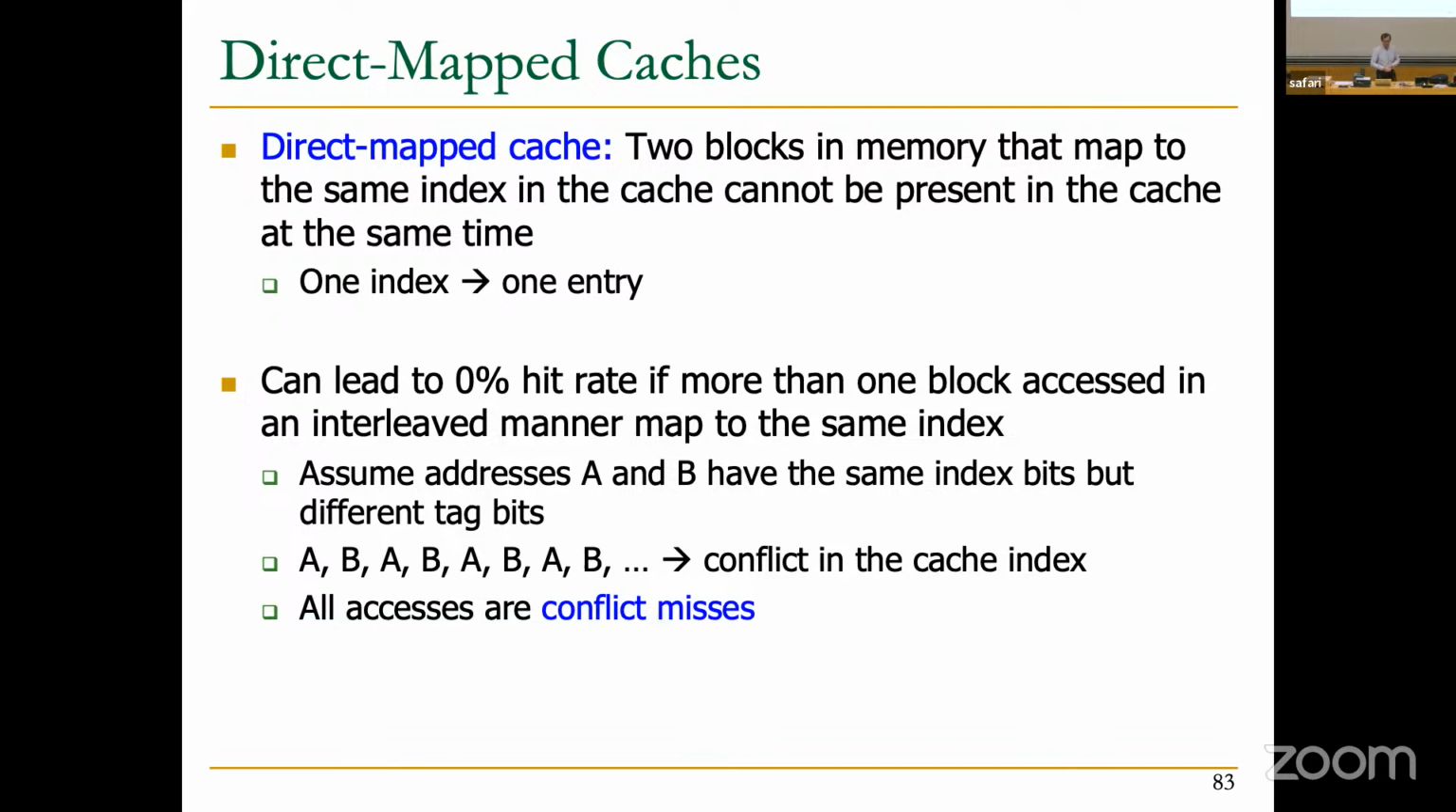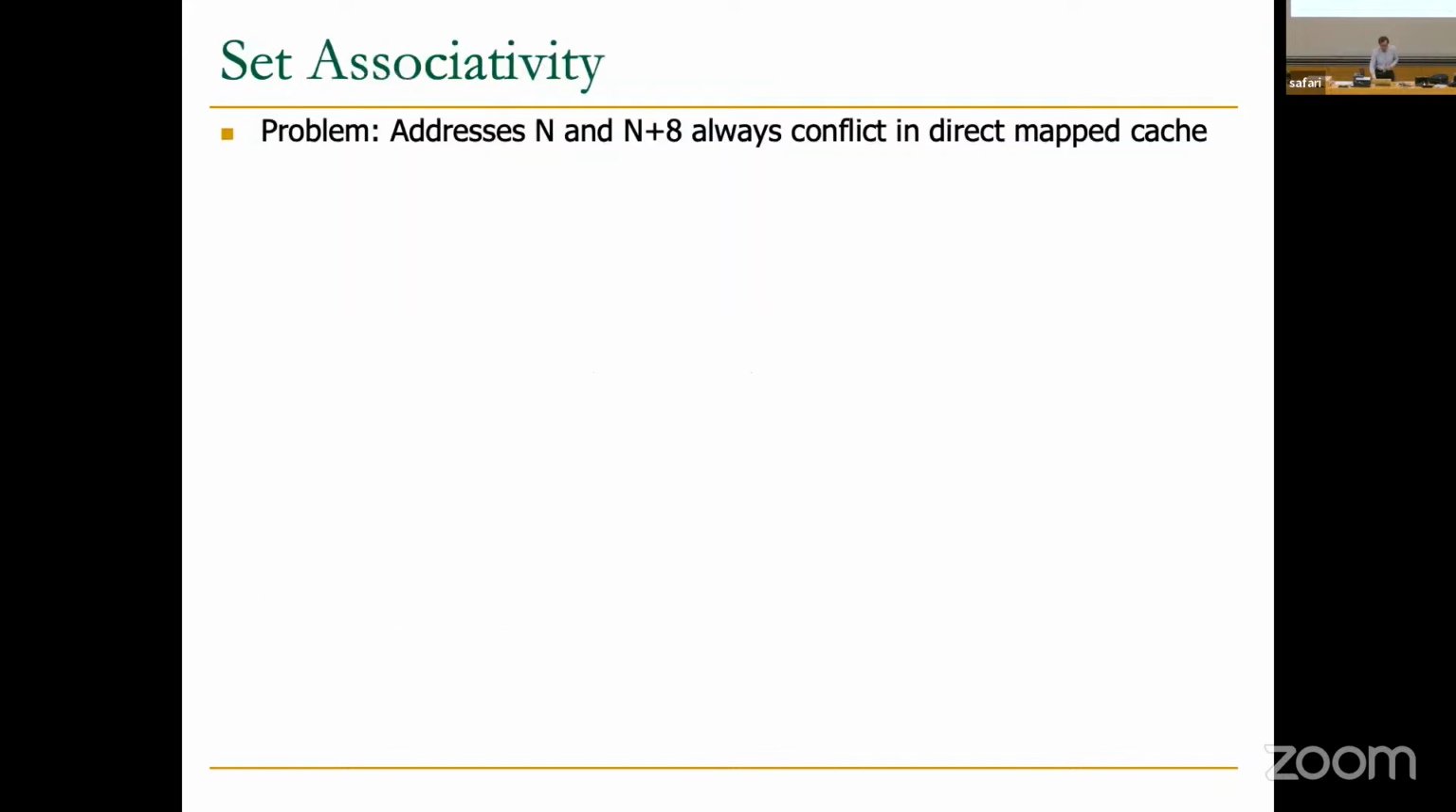Why? Because you're causing conflict misses. Why? Because your cache is inflexible to accommodate 2 things that map to the same index. That's the idea. So that's why we introduced some more flexibility. This is called set associativity, and we're going to see the reason why it's called associativity. We introduced flexibility to reduce these conflict misses.